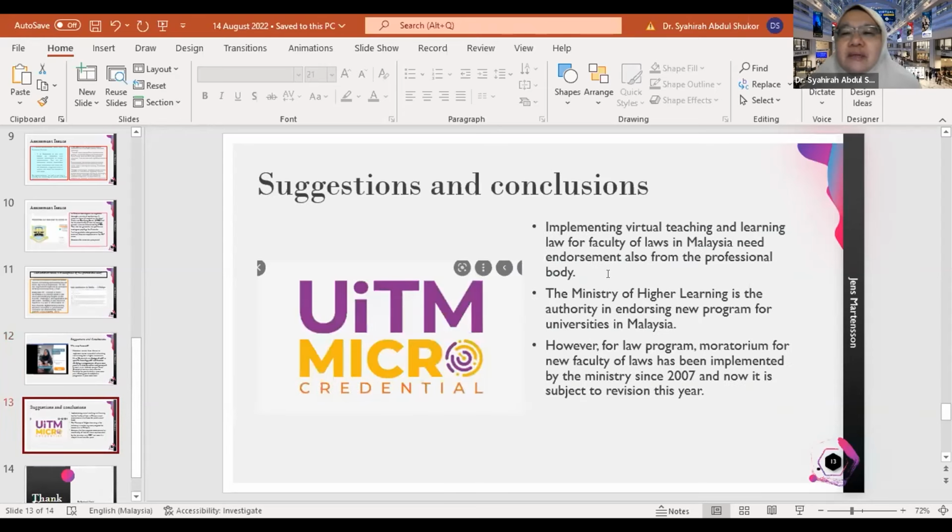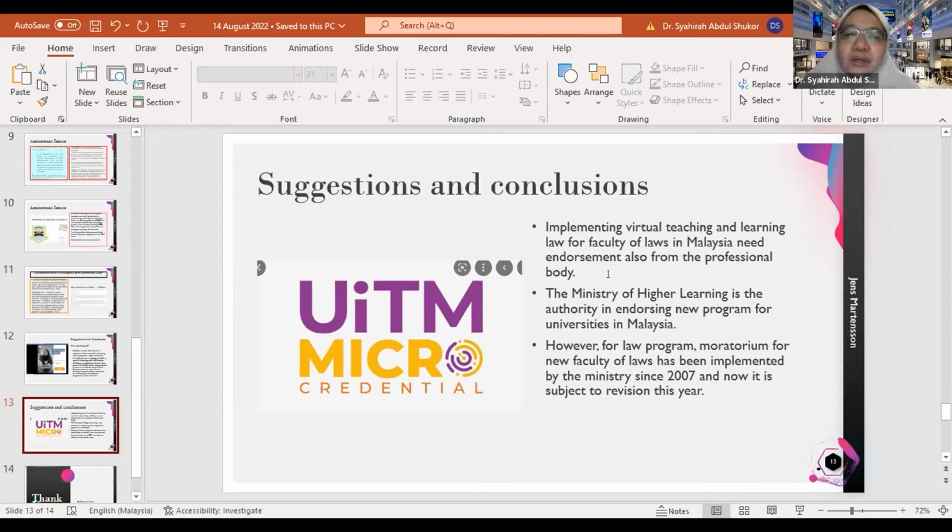In implementing virtual teaching and learning of law for Faculties of Law in Malaysia, basically it needs endorsement also from the professional body. So for Faculties of Law in Malaysia, we have been very particular in terms of assessment, in terms of quality, in terms of whether all the methodology in what we call OBE will be accepted by the professional body itself. The Ministry of Higher Education is the authority in endorsing new programs for universities in Malaysia.